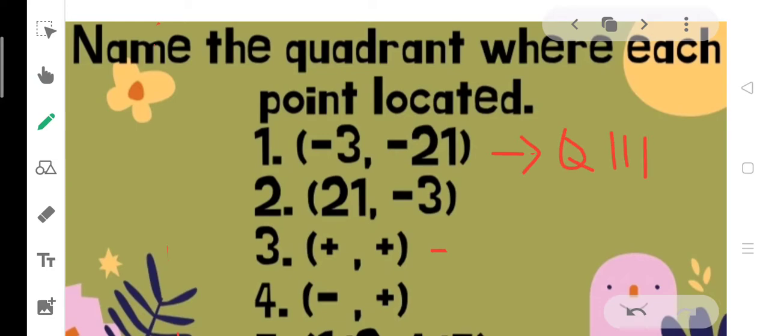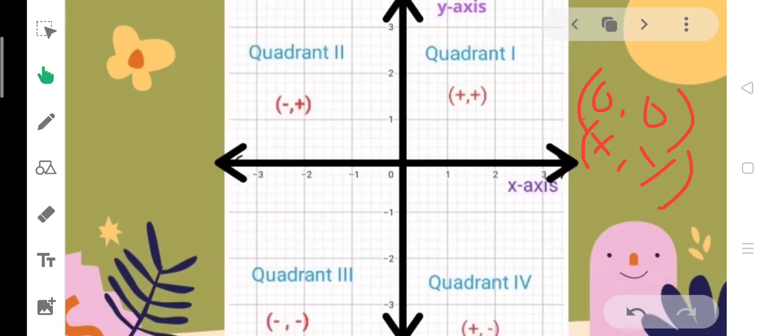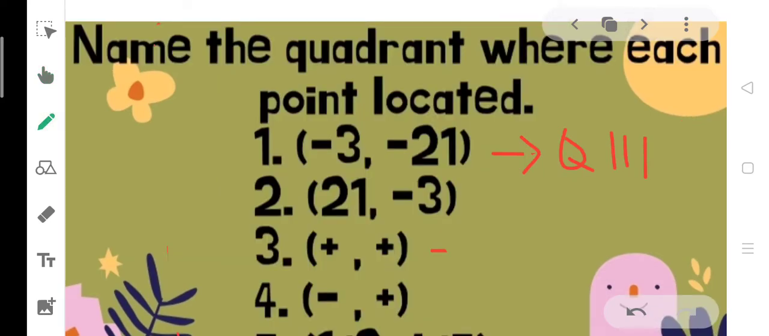Q3. And then, the point with coordinates 21, negative 3. So, the x coordinate is 21. This is what we call the x coordinate, the y coordinate. So, positive, negative. Again, we have positive, negative. So, it is in quadrant 4. Quadrant 4, Q4.